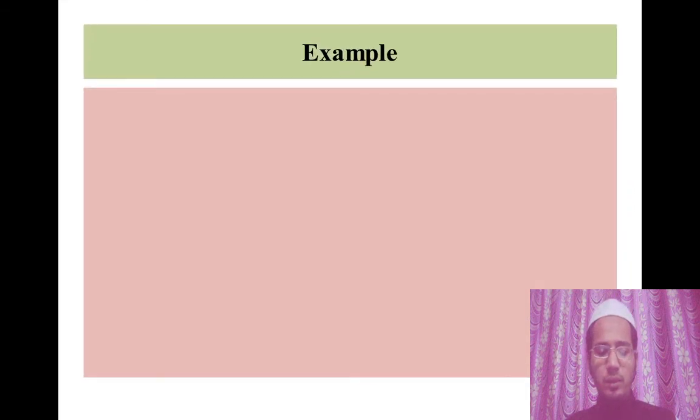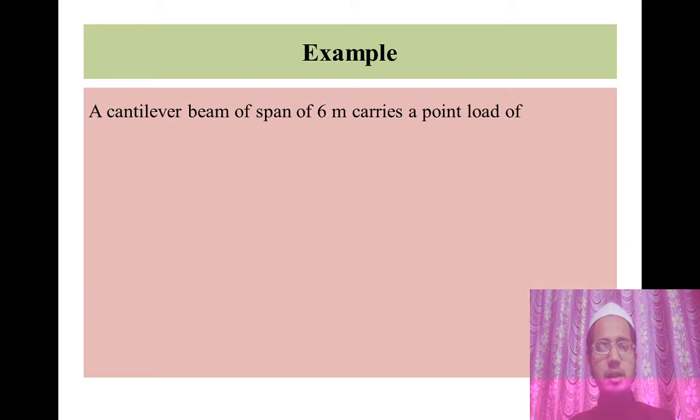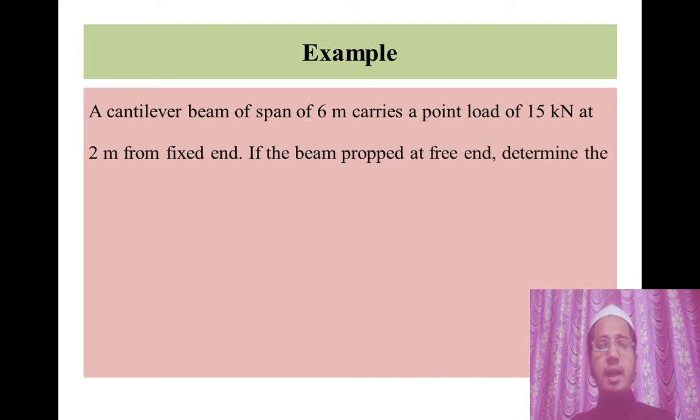So we are going to solve a numerical on calculation of prop reaction, and also further we will solve a numerical in which we will see how to draw the shear force diagram. So first of all, let's have this numerical. A cantilever beam of span 6 meter carries a point load of 15 kN at 2 meter from the fixed end. If the beam is propped at the free end, determine the magnitude of the prop reaction.